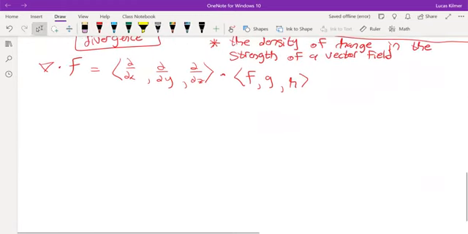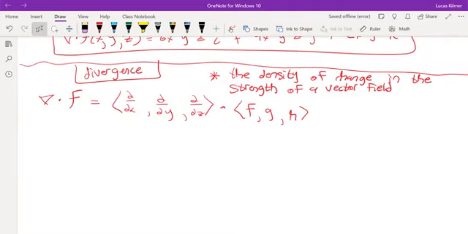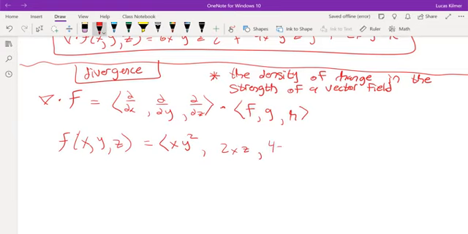One of the things we can do is look at the divergence at a given point. We can look at that exact point, what the strength of that vector field is. So I'm going to come up with a function with respect to x, y, z, and let's say it looks like this: xy squared, 2xz, and 4 minus z squared y. And let's say we want to know what that density is at a specific point. Let's call it 1, 1, 2. Why not?